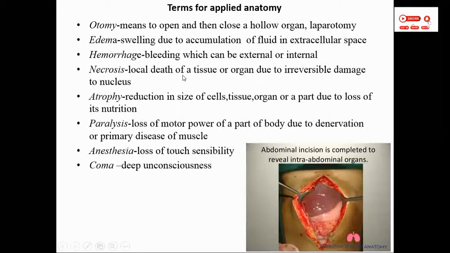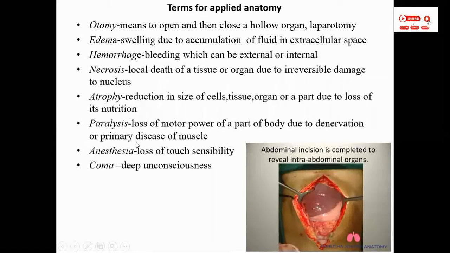Necrosis. It is the local death of a tissue or organ, and that leads to irreversible damage to the nucleus. That is necrosis. Nucleus is a part of the cell. Atrophy, where the cell size is getting reduced, tissue size is getting reduced. Ultimately, the organ is going to get reduced. So it is due to loss of nutrition. So atrophy mainly is due to loss of nutrition, where the cell size, tissue size, organ size is going to reduce. Paralysis, loss of motor power of a part of the body due to denervation.